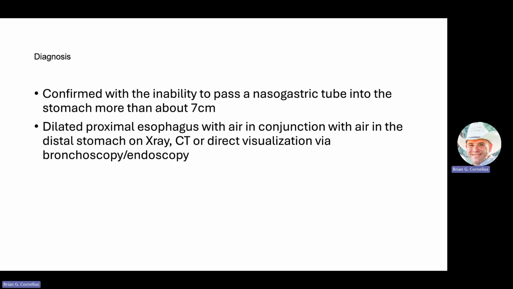How's it diagnosed? As I said, you're unable to pass the nasogastric tube into the stomach. You may wind up passing that nasogastric tube into the trachea. If you get any sort of imaging, you'll see that the proximal esophagus tends to be dilated with air. And then when you look at the stomach, there are large amounts of air. Or you may do an endoscopy or bronchoscopy and actually follow this down into the patient. But those tend to be done a little bit later as confirmation. You may also do a CT that provides a little bit more imaging for you. We tend to do CTs a little bit more commonly than MRIs for these patients.